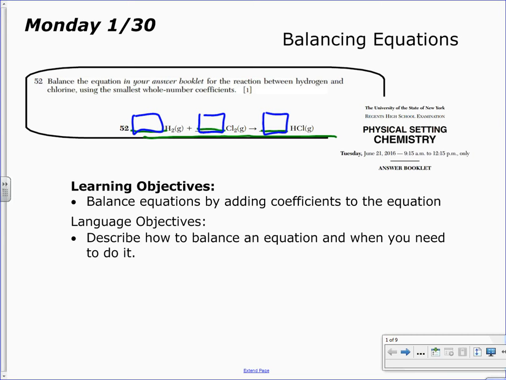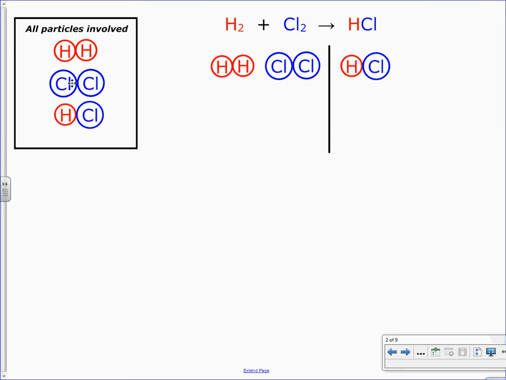So we have the same reaction written out here, and to allow you to see it a little better, we have all of the molecules involved underneath the reaction. We also have it color-coded, so the hydrogens are all in red and the chlorines are in blue. In this reaction, hydrogen comes together with chlorine to form HCl. And looking at the molecules below, it looks like we have a problem, because there are two hydrogens here, and only one hydrogen here. And here we have two chlorines, and here we only have one chlorine.